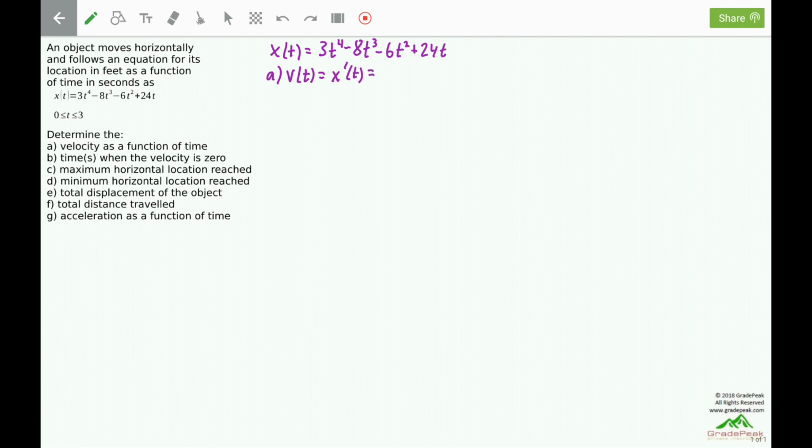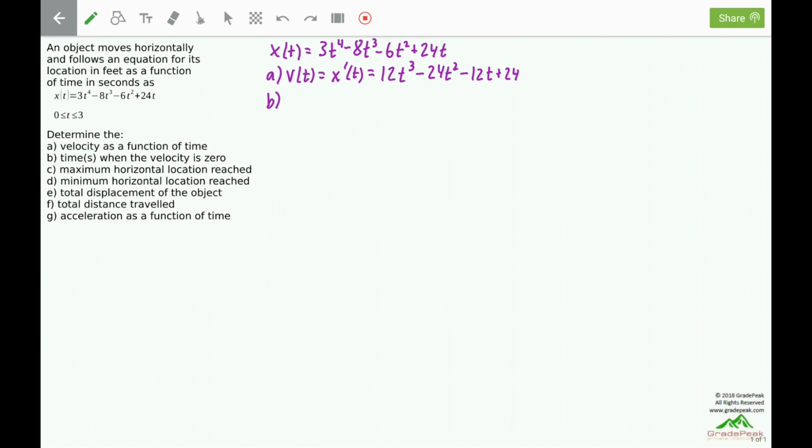The first term is the power rule. Bring down the power, multiply it with the 3, subtract 1 from the power. The second term is the power rule. Bring down the power, multiply it with the negative 8, subtract 1 from the power. The third term is the power rule. Bring down the power, multiply it with the negative 6, subtract 1 from the power. And then the fourth term is a constant times t. The derivative will be the constant.